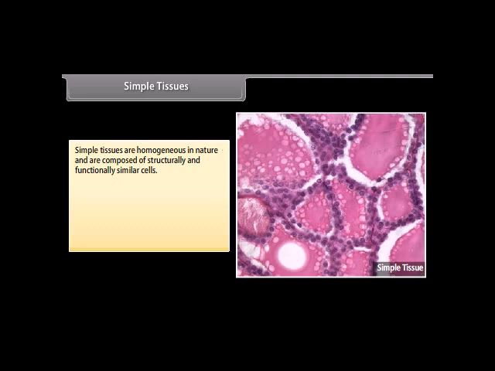Simple tissues. Simple tissues are homogeneous in nature and are composed of structurally and functionally similar cells. These are of 3 types: parenchyma, collenchyma, and sclerenchyma. Parenchyma.